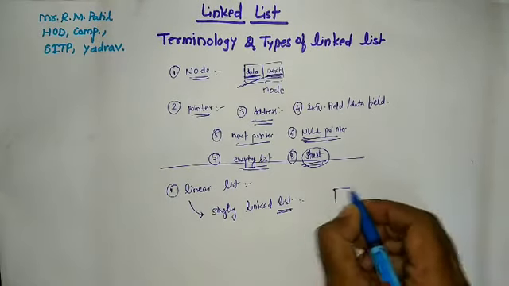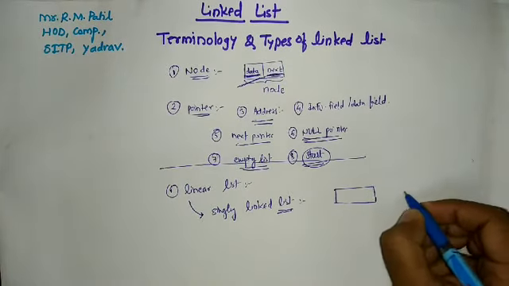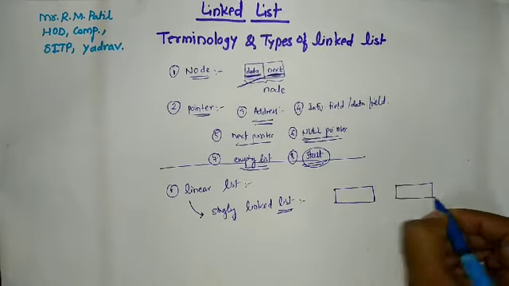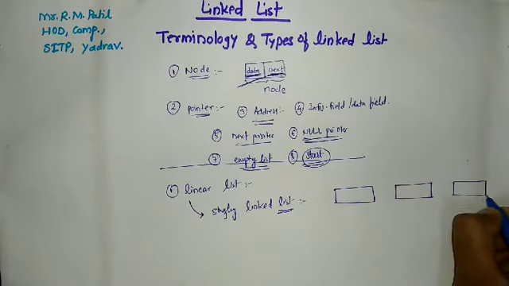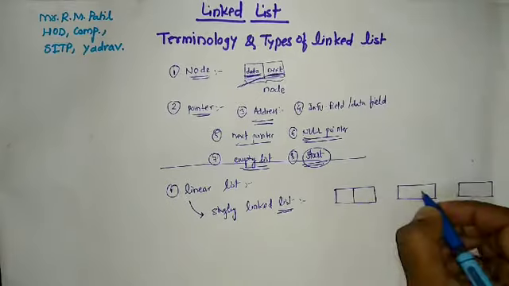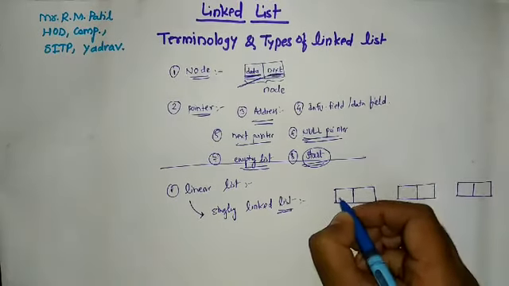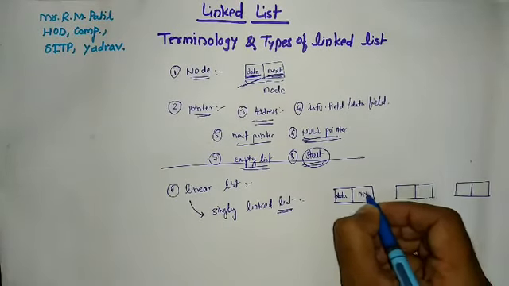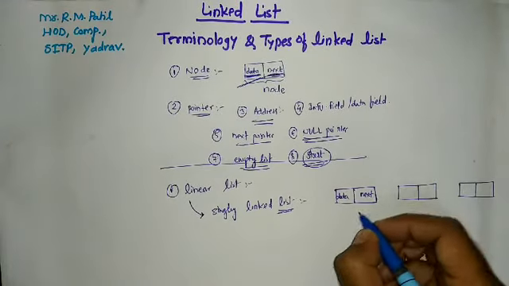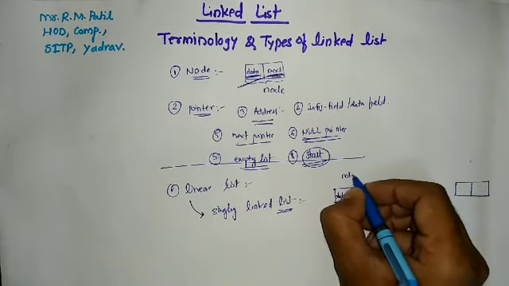So here, this one we are going to be calling a node. So we have multiple nodes, and in a singly linked list each node is divided into two parts, that is the data and the second one, the next field. So this one we are going to be calling node 1.